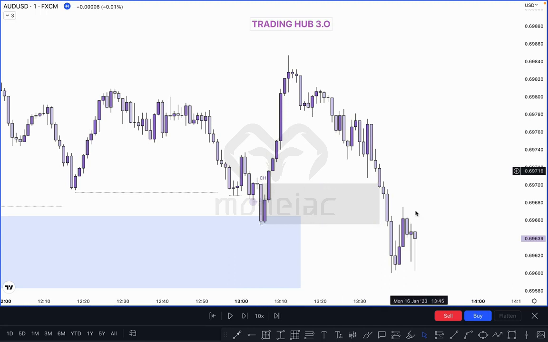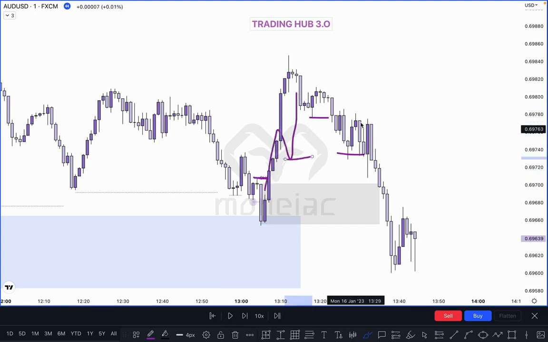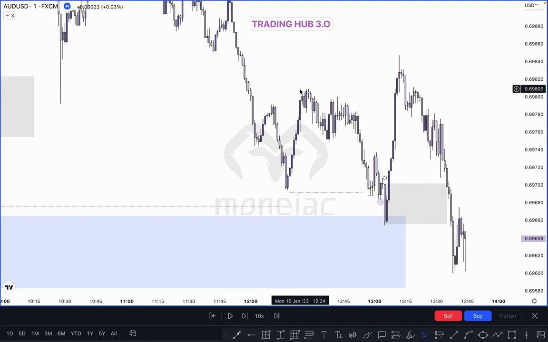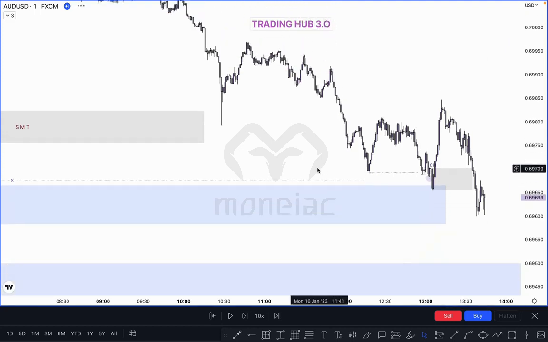And one more thing you have to remember, this is not an inducement. Inducement is not on the right side, inducement is always on the broken side. This side is the broken structure, so you will see inducement on this side. Okay, these are not inducement, these are internal structure between this high and this low. So this is not a valid structure for a buy, and you don't need to buy here at this point. Okay, so now where is our next POI in this case?